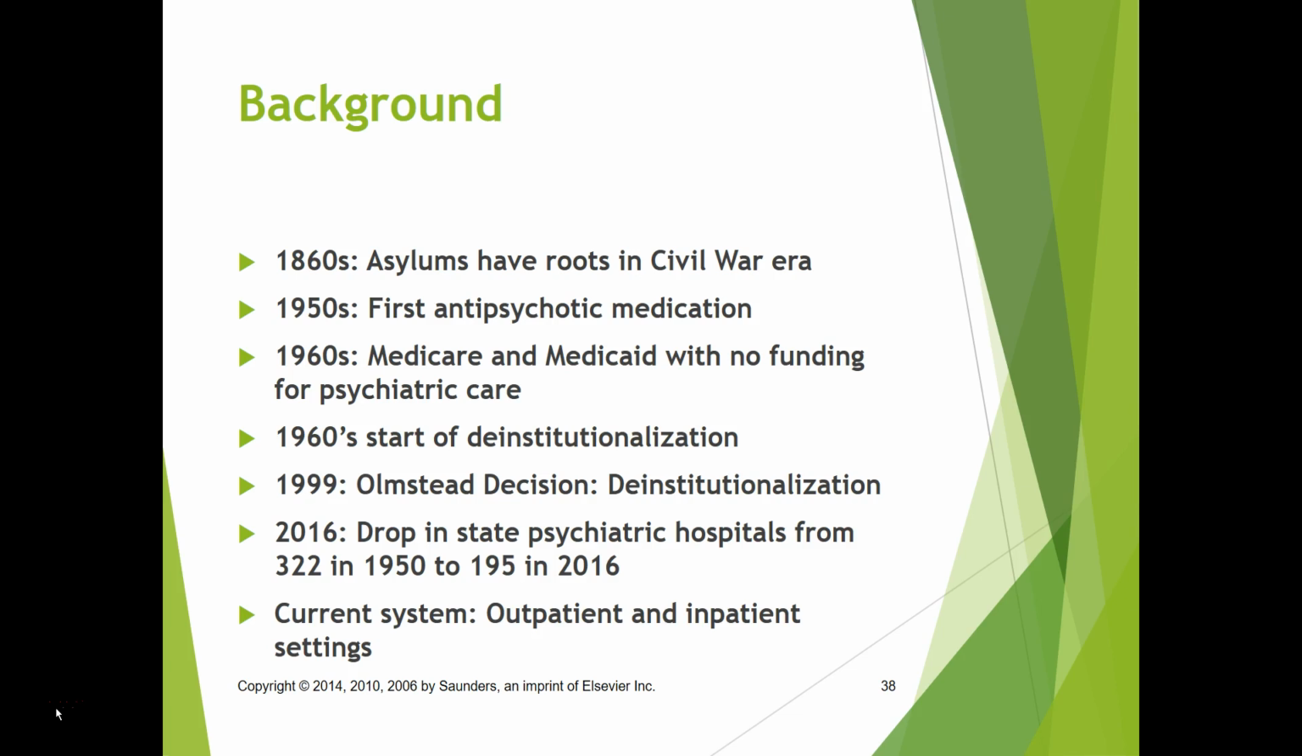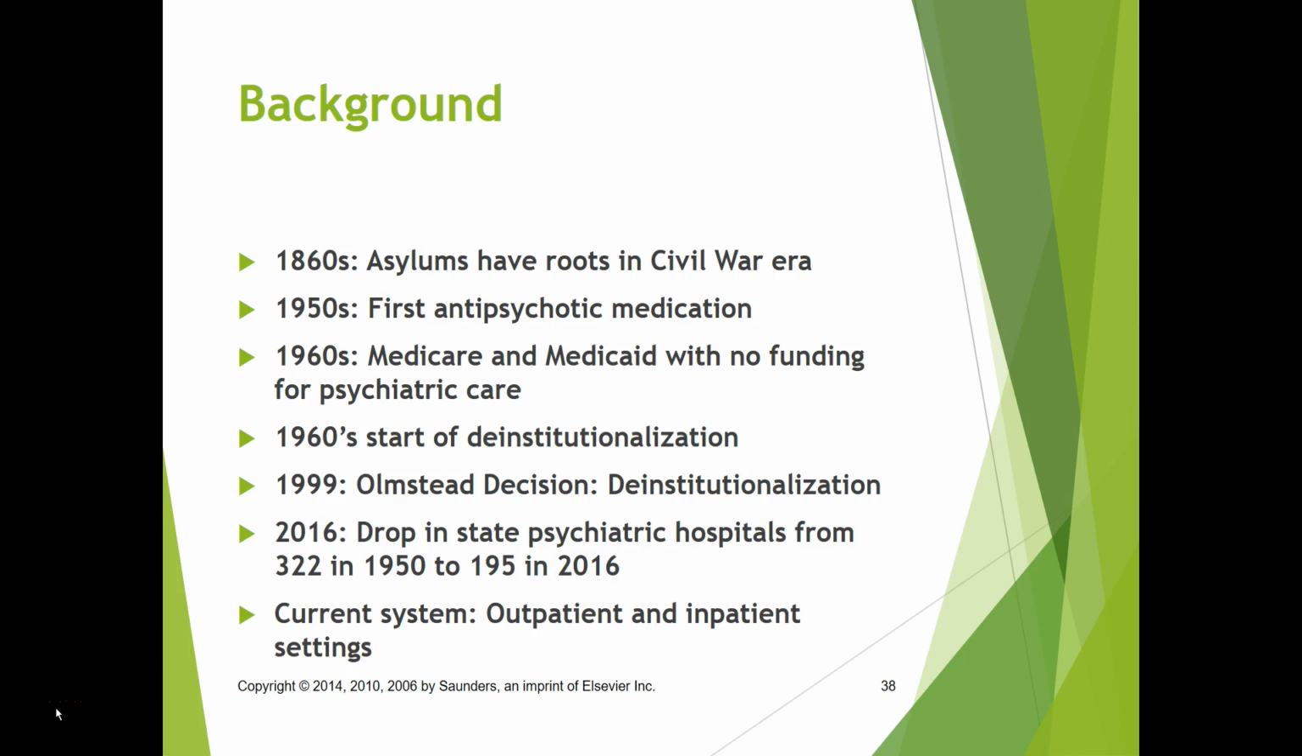And so now all of a sudden many people that were institutionalized could actually go back and live with their families or live in the outside world because their symptoms were under control. So Medicare and Medicaid had no funding for psychiatric care in the 60s, and also in the 60s was the start of deinstitutionalization. So the start of the thought process that maybe people shouldn't just be locked up in a mental institution the rest of their lives for having a mental illness. Let's let them back into society.